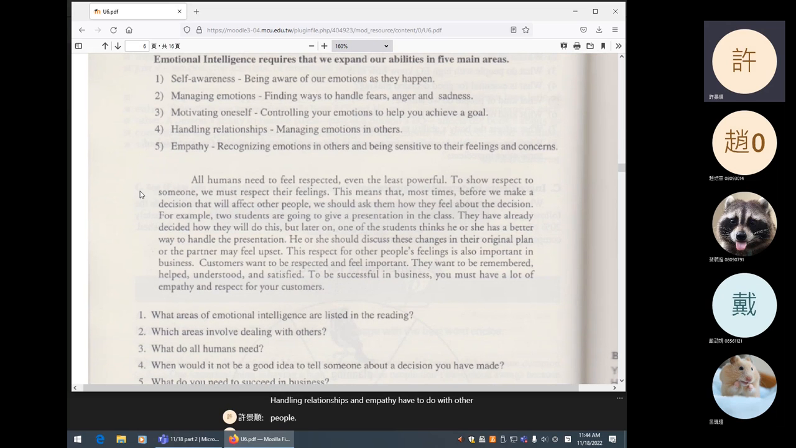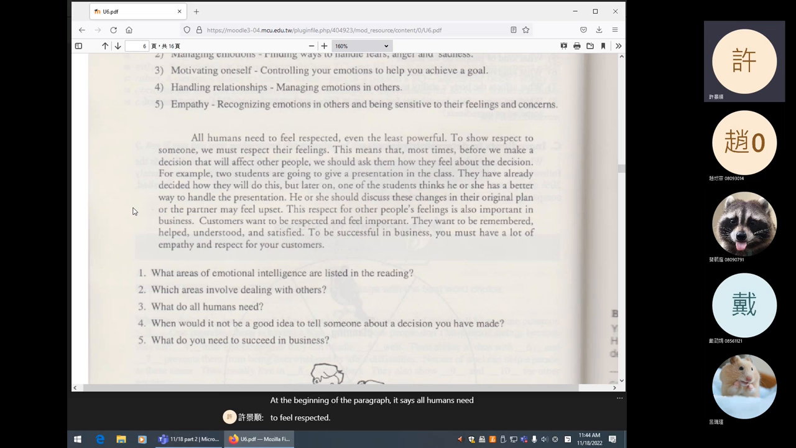Number three, what do all humans need? At the beginning of the paragraph, it says all humans need to feel respected. Number four, when would it not be a good idea to tell someone about a decision you have made? So the paragraph says, before we make a decision that will affect other people, we should ask them how they feel about the decision. So we have to ask that person how they feel, and then we make a decision.